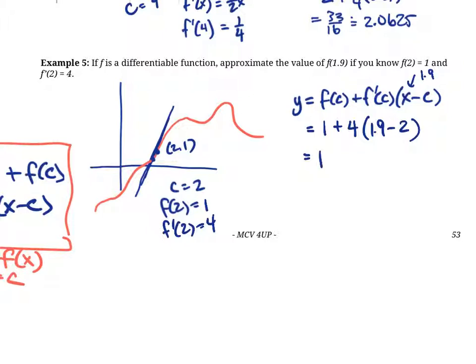Do you even really need a calculator for this? Probably not. If this was on an AP exam, it would probably be in the non-calculator portion of the exam. So it's 4 times negative 0.1, which is going to be 1 minus 0.4, which is 0.6.